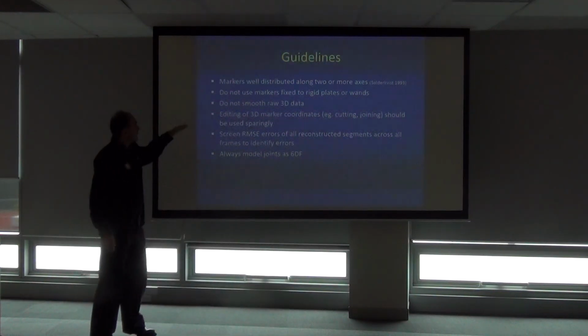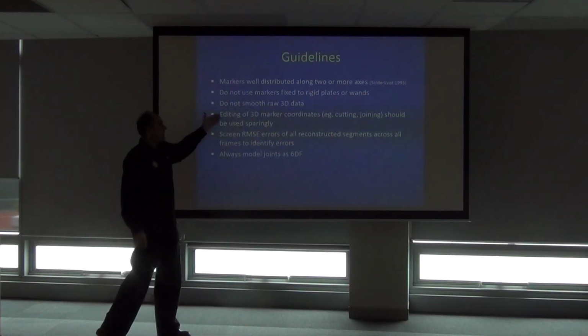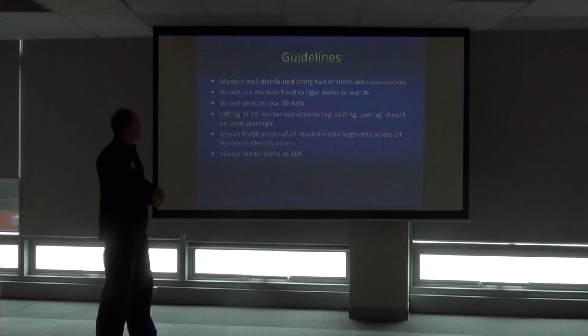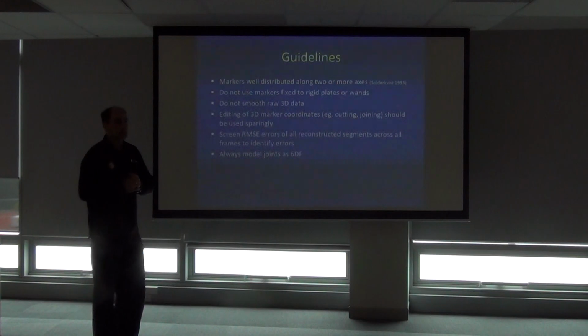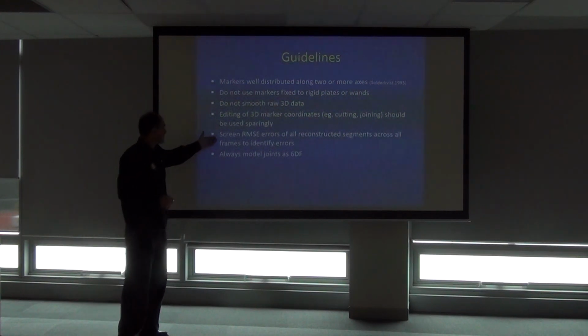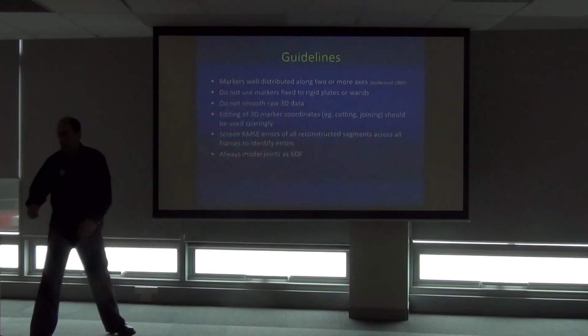Do not smooth raw data. Editing of 3D marker borders, so the cutting, joining, should be used sparingly. And you've got to screen all RMS errors when you reconstruct segment positions. Always model as a 6-degree joint.